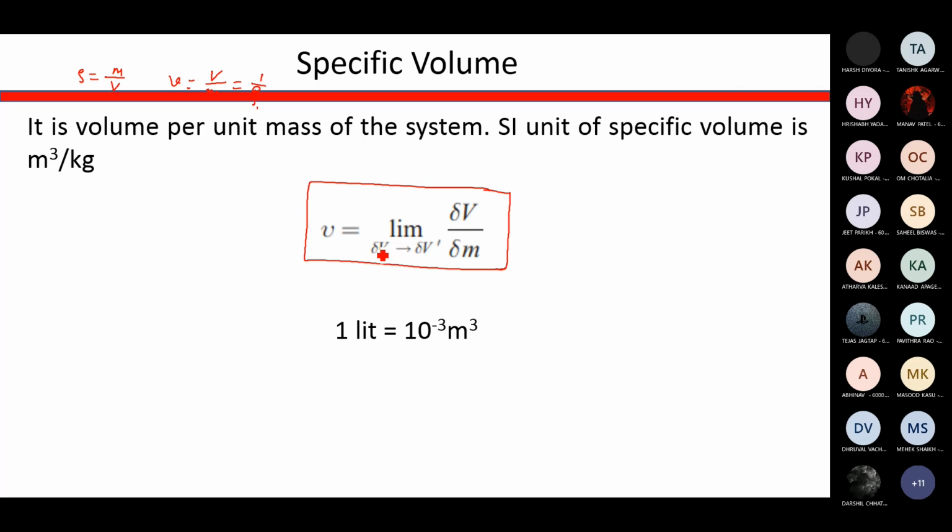That small v is the limit, delta v tends to delta v dash, of delta v by delta m. You know what this limiting volume, delta v dash, is. And you should note down this conversion: 1 liter is 10 raised to minus 3 meter cube, because we'll be using this while solving numericals. So note down this relation.